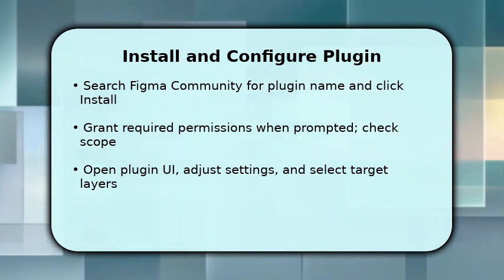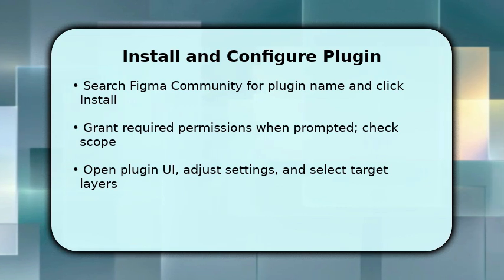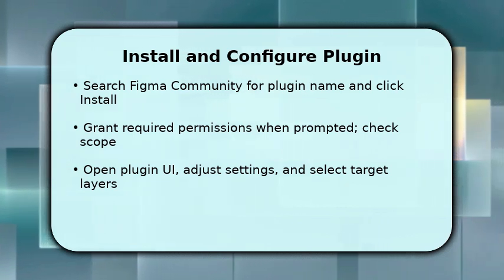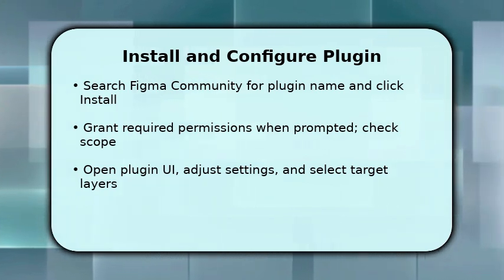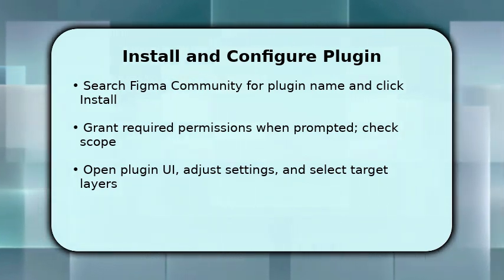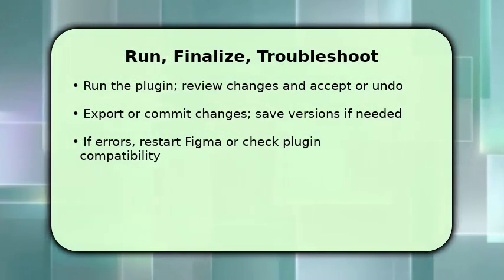Configure defaults like color palettes, grid spacing, or export formats so the plugin behaves predictably. Then select the layers or frames you want to affect. If the plugin has batch options, set them now. You run the plugin and watch how it transforms the selected elements. This is where intent meets action.